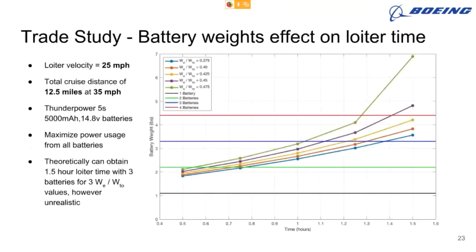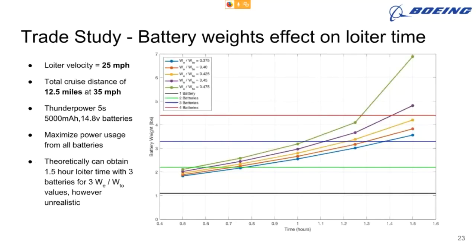So we did a trade study to see how the battery weights affected loiter time, using a 5,000 milliamp hour 14.8 volt battery. All of the asymptotes at 1.1, 2.2, 3.3, and 4.4 represent a battery. So the low line would be 1, then 2, then 3, then 4. We want to maximize our power usage out of a battery.